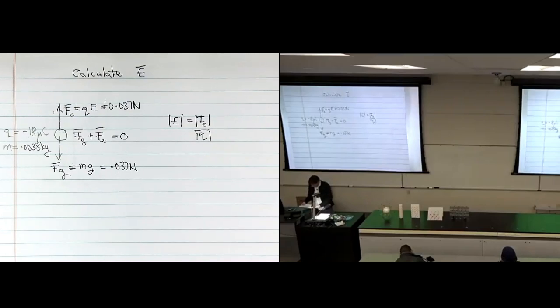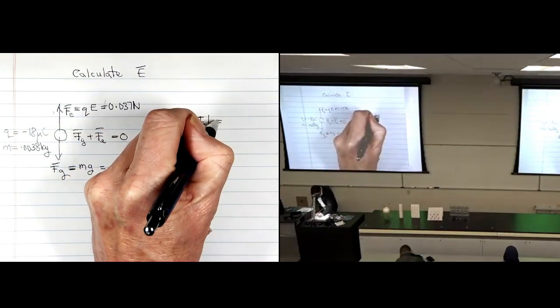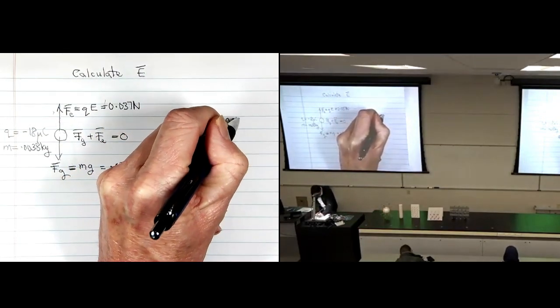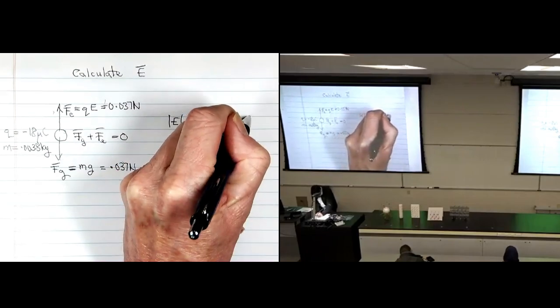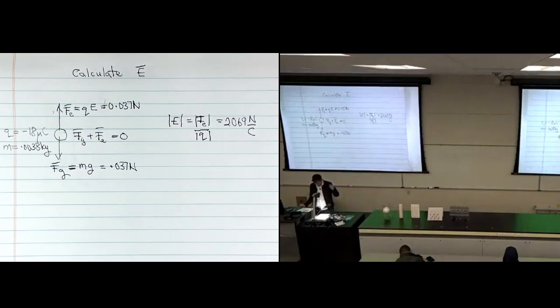I got 2,069 newtons per coulomb. So that's 0.037 divided by 18 microcoulombs. So 18 times 10 to the minus 6 coulombs. And I got that to be about 2,000 is the number.